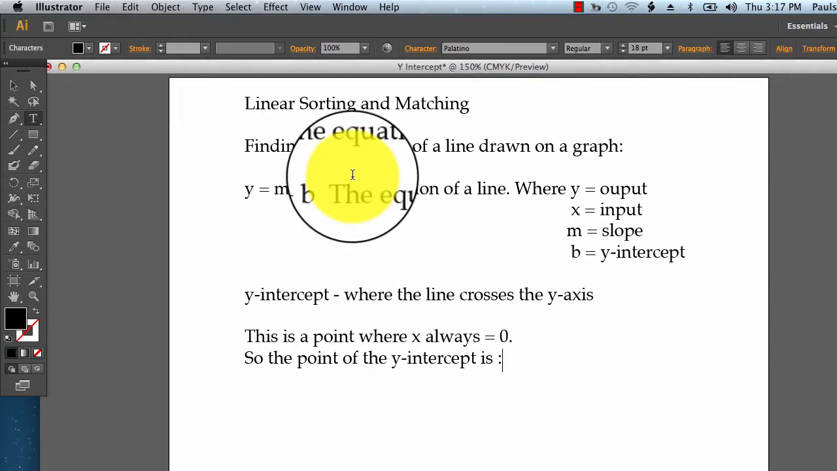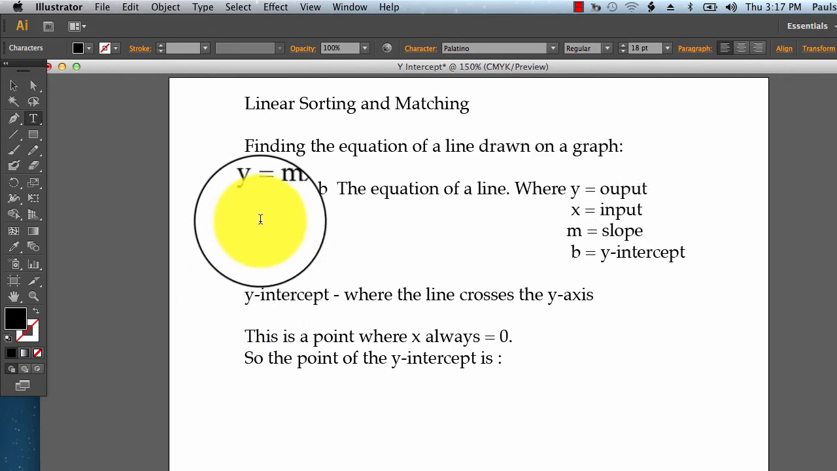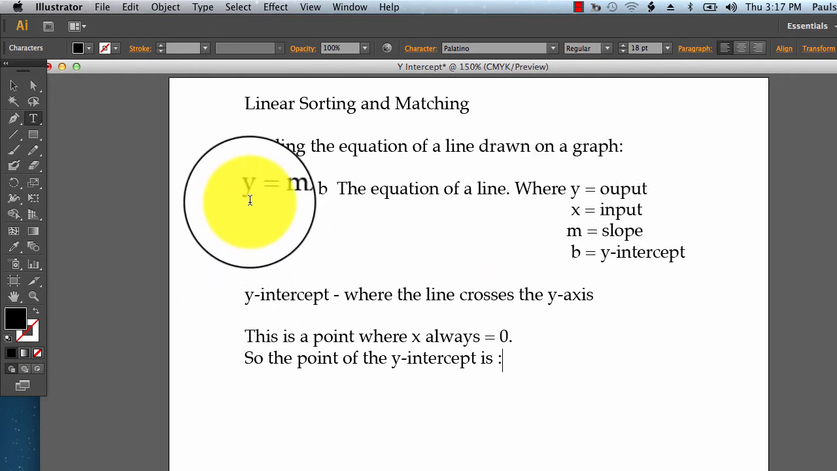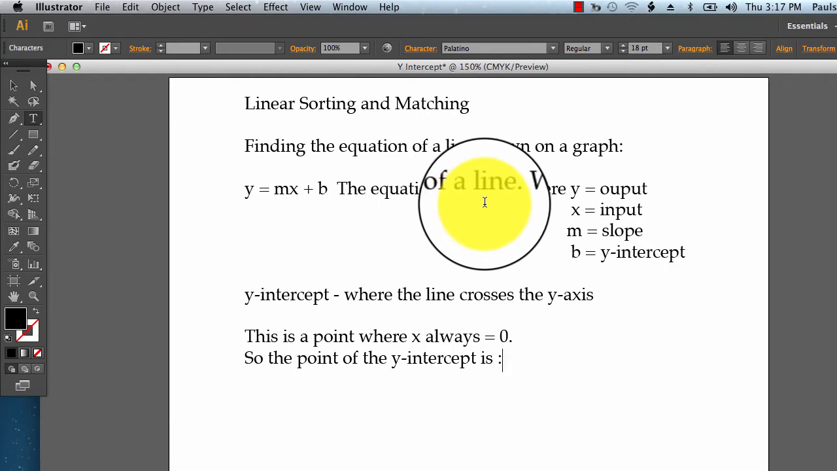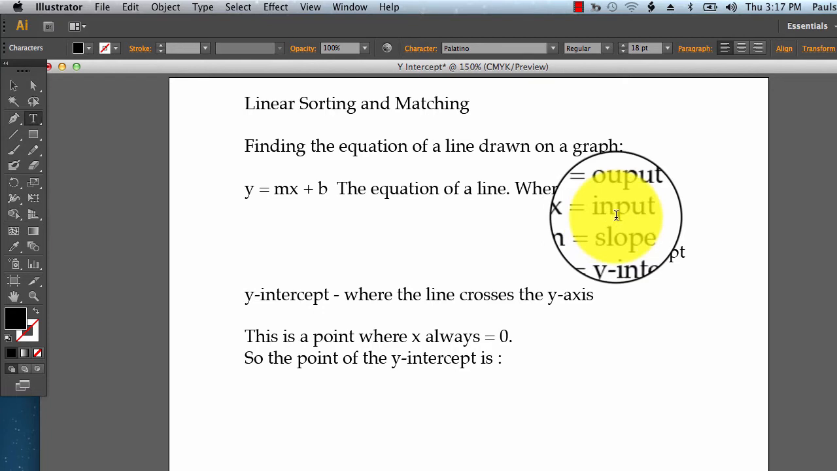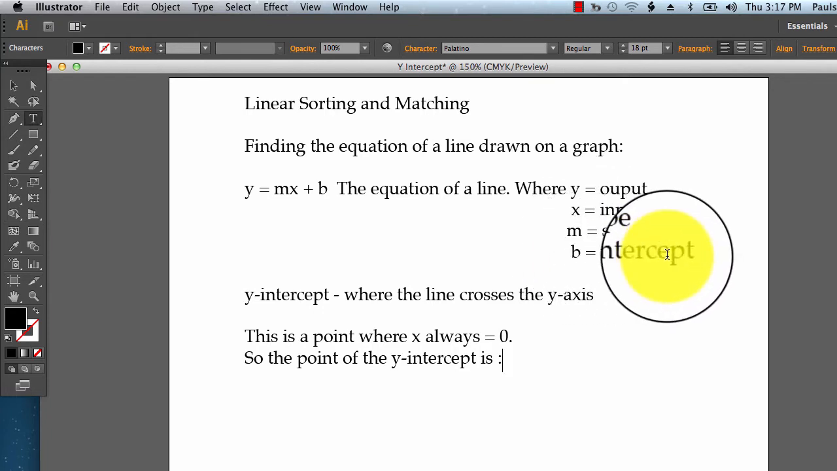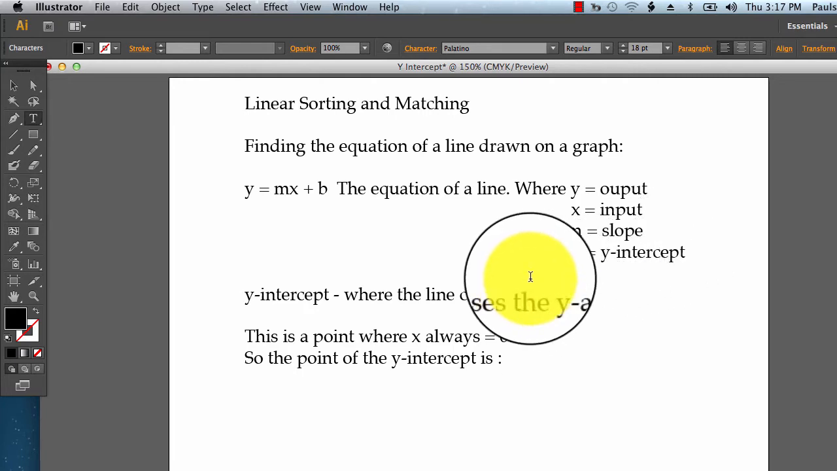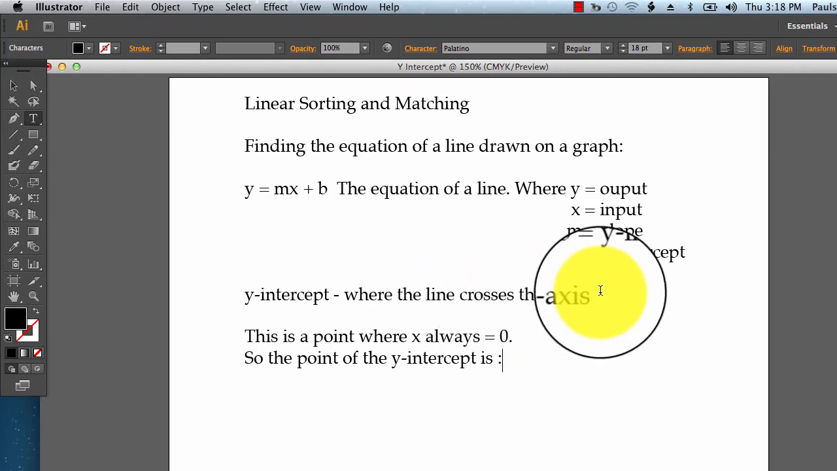So we're going to find the equation of a line that's drawn on a graph. This is the equation we have to make: y equals mx plus b, which you may have already run into with your homework. The equation of a line. Here y is just the output, x is the input, m is the slope, and b is the y-intercept. The y-intercept is where the line crosses the y-axis. I'll show you what that means.